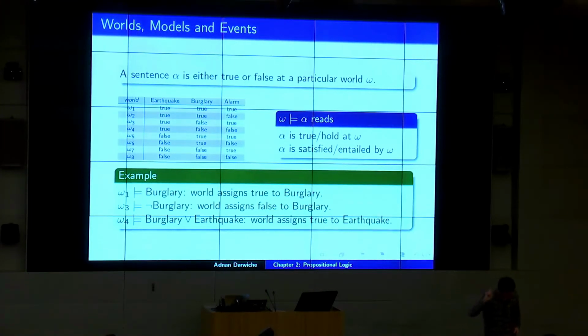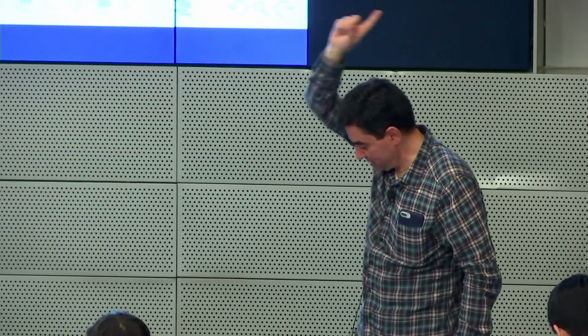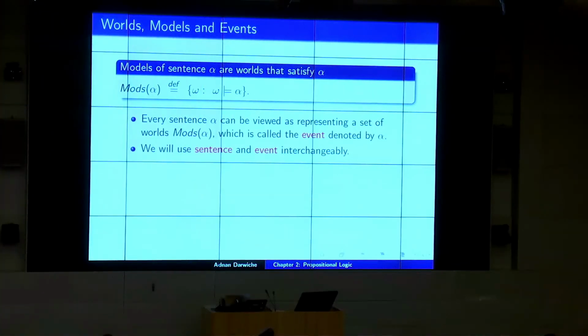We're going to do one more definition. You internalize that, then you're ready to do all of these definitions, as I told you, properties and relationships. So, here it is. Look up there. Parse it a little bit first. Mods stands for models. The models of a sentence alpha is what?